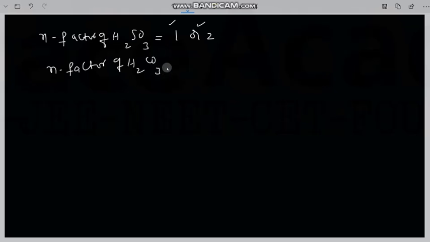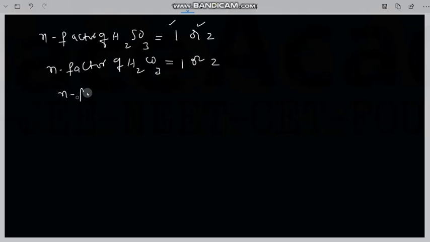Okay, let us see the n factor of H2SO3. What is the n factor of H2SO3? The n factor of H2SO3 may be 1 or 2. Why? Because there are two hydroxyl groups in it. Basicity of the sulfur acid is 2, but depending on the extent of the reaction, this may be 1 or 2 like that of H2SO4. Coming to another example, the n factor of H2CO3. What is the n factor of H2CO3? It is also either 1 or 2.